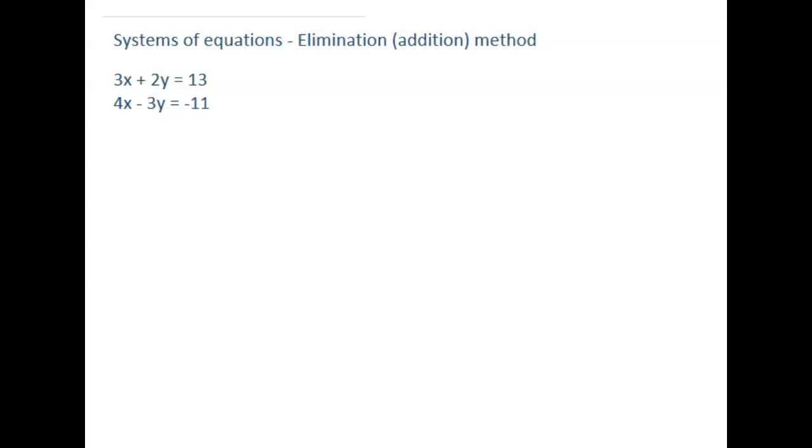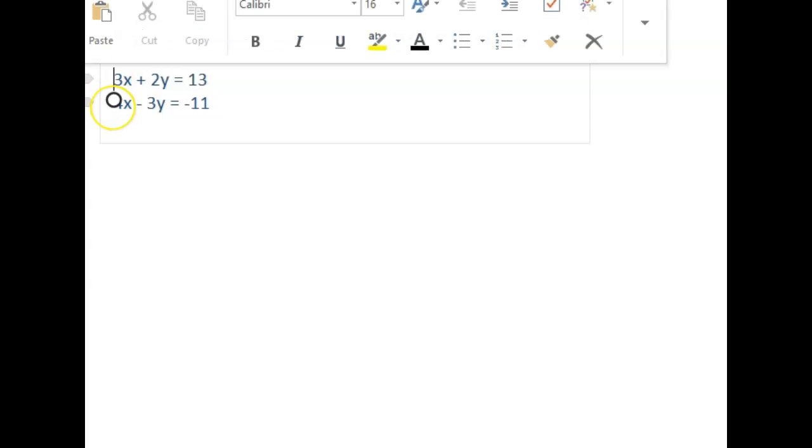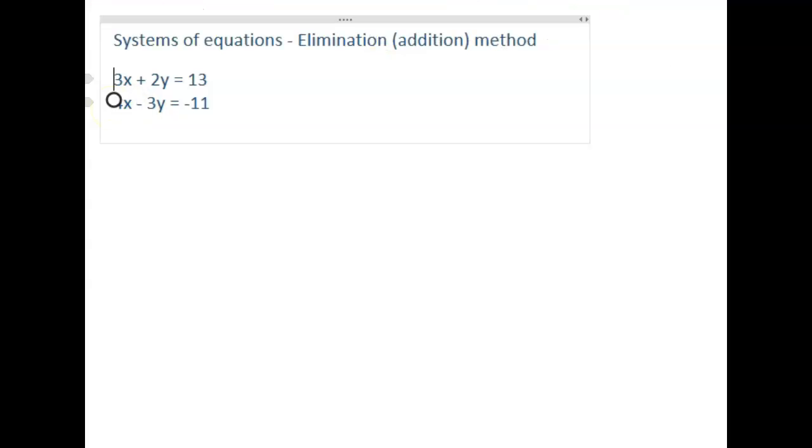So I'm going to look at my x's here. I have 3x in the one equation and 4x in the other one. There's not anything that I can easily multiply by 3 to get 4, nor multiply by 4 to get 3. The same thing happens with the y's. I have negative 3y, positive 2y. There's not anything that I can multiply 2 times 2 easily to get negative 3. When this happens, we're going to end up multiplying both equations by something.